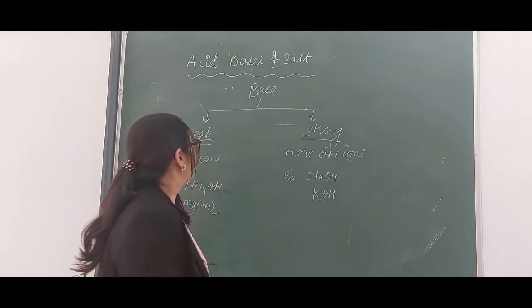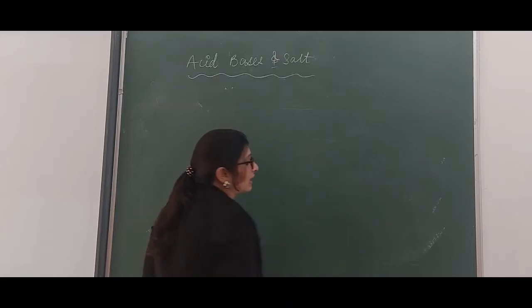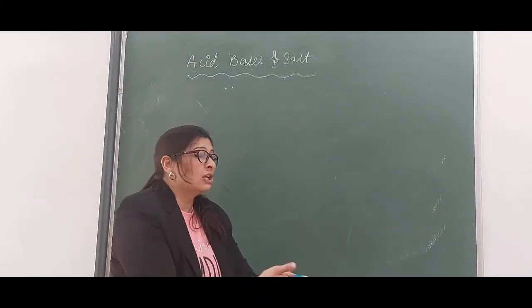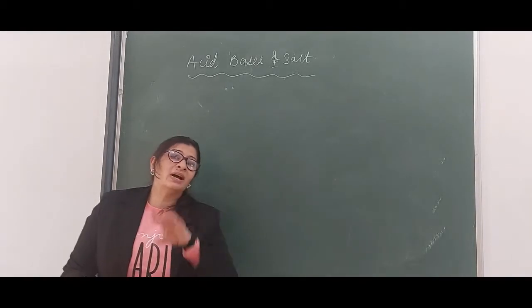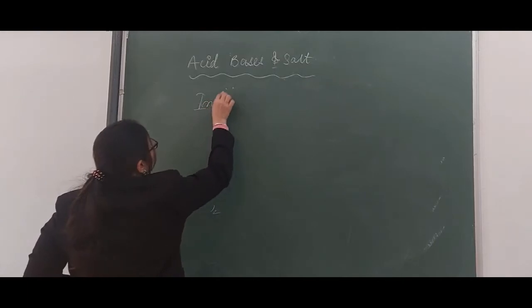Okay, so now we have studied what is acid, what is base, what are the properties of acid, base and salts. There is one last topic which comes in grade 7, that is indicators.